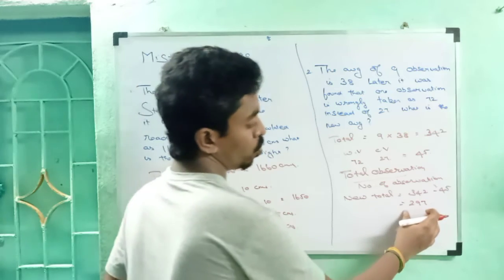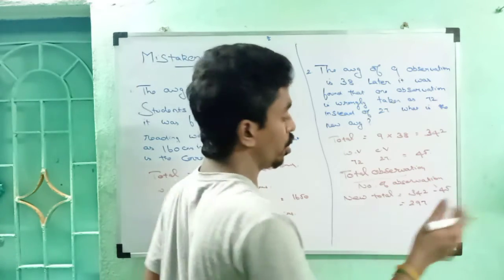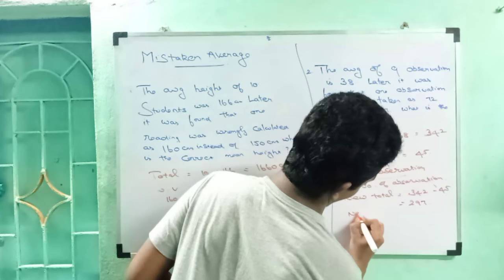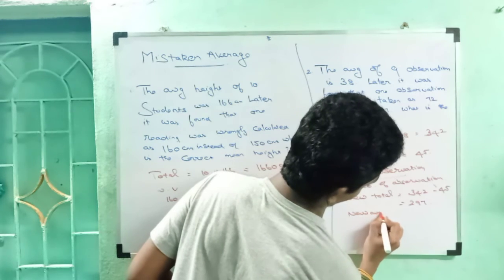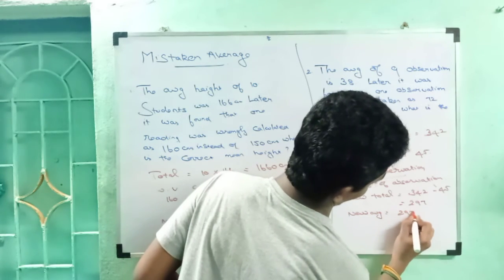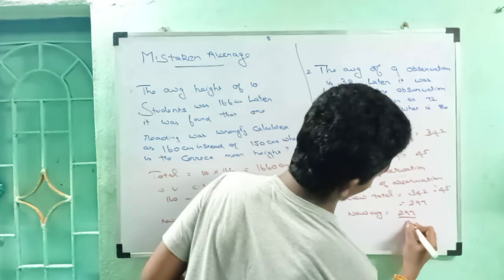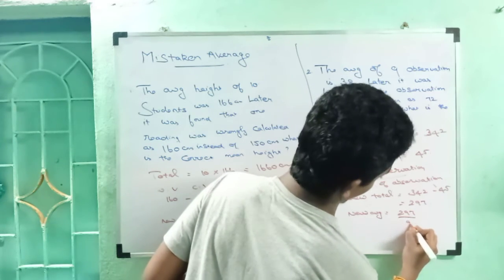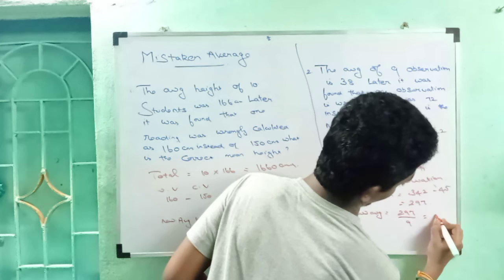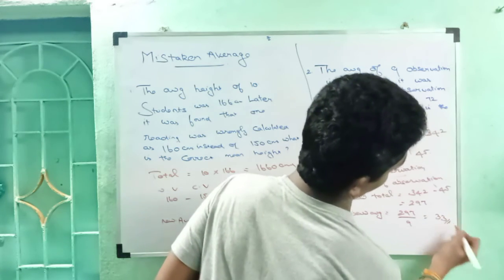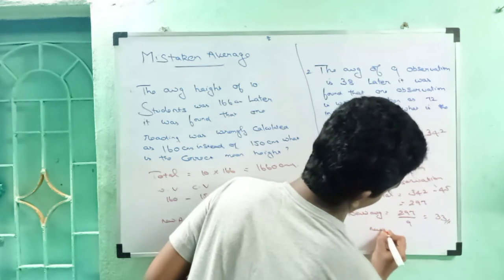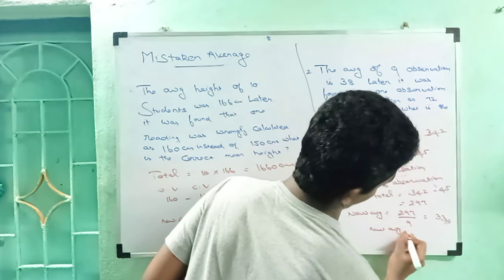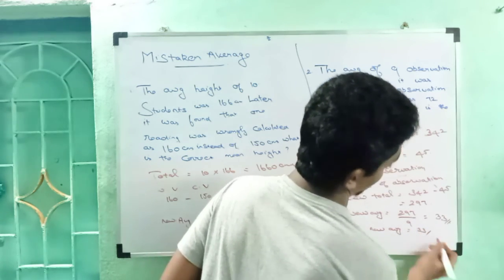So from this 297, we can easily find the new average. Then new average is equal to 297 divided by 9. Then the answer will be 33. So new average is equal to 33.